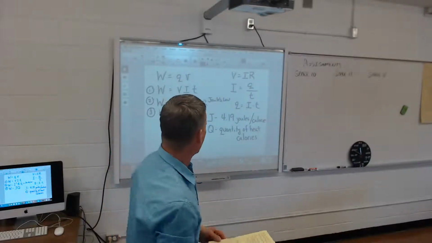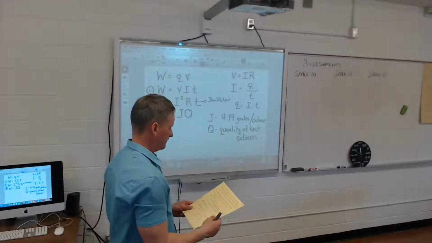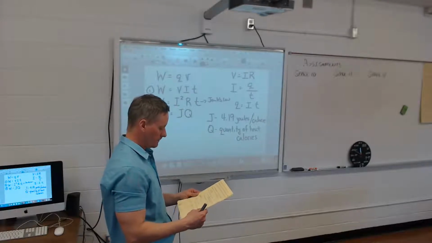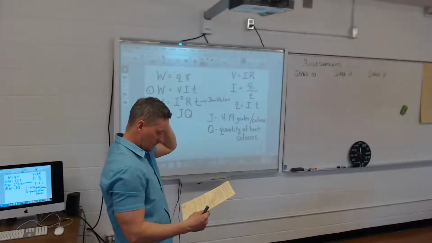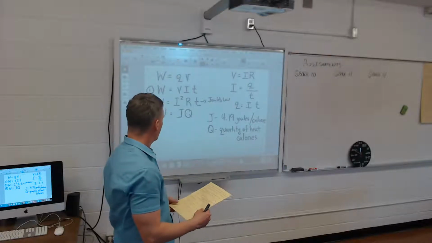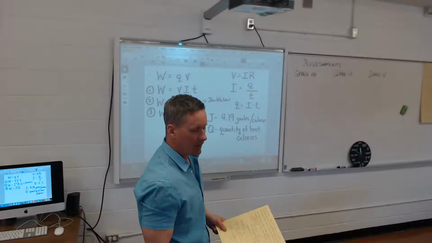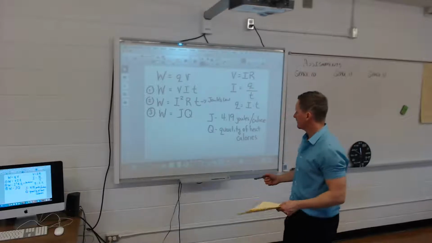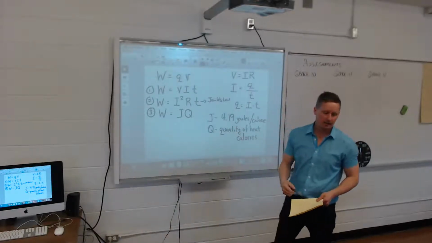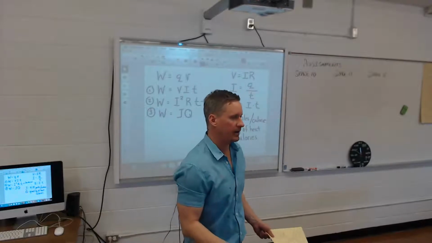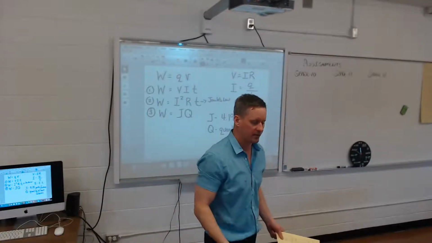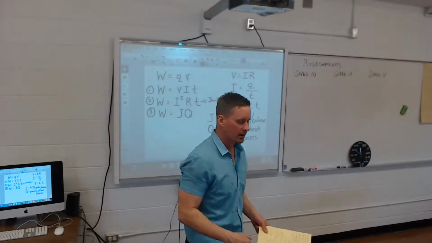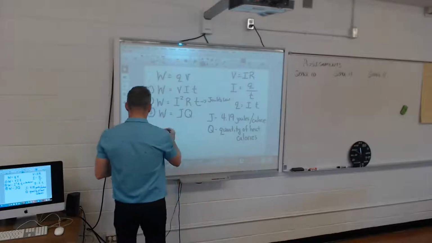Q is the quantity of heat in calories. Now, what we want to do is find out how much energy or heat is expended when we use this. That's what Q is. When you're working out, how many calories you burn, that's what you're expending. You're expending heat out of your body. You're getting rid of the calories that you burn.